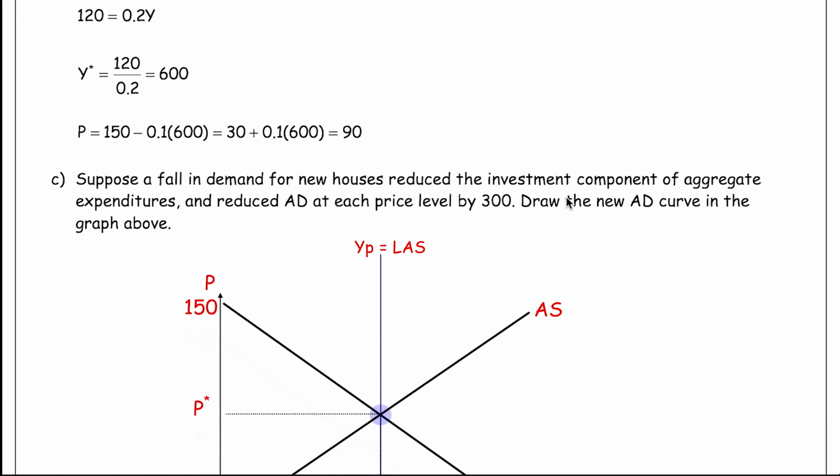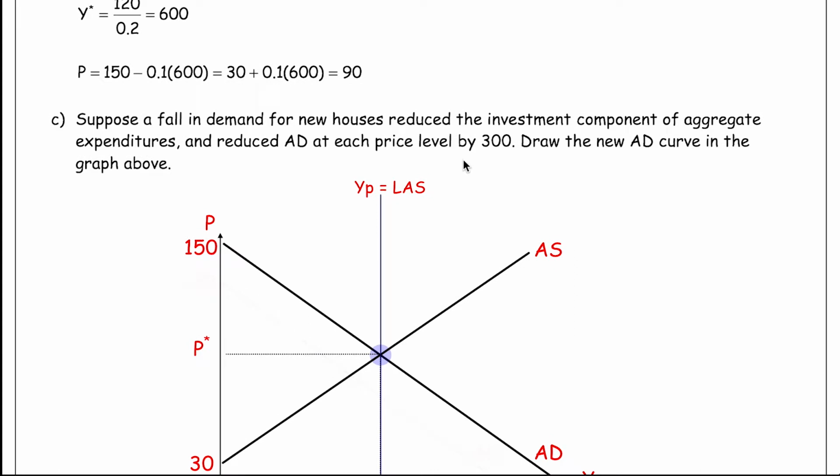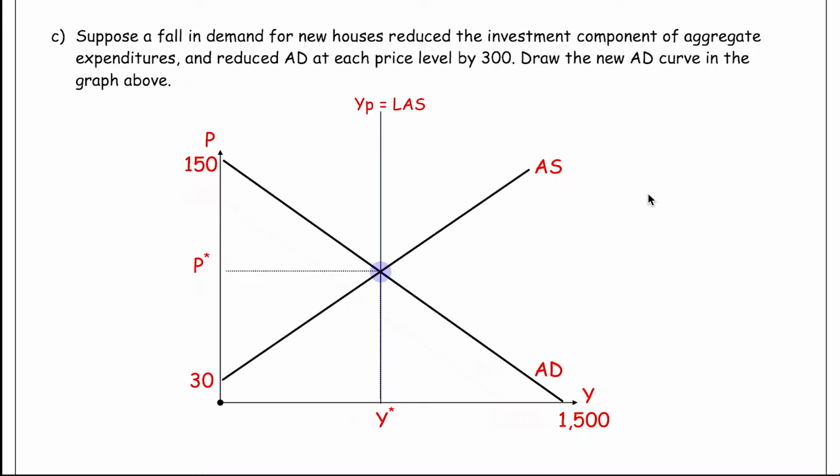Here it says, suppose a fall in demand for new houses reduced the investment component of aggregate expenditures and reduced AD at each price level by 300. Draw the new AD curve in the graph above. So in order to save us some time, I have redrawn the graph here, and all we want to show is that AD is shifting by 300 at every single price level.